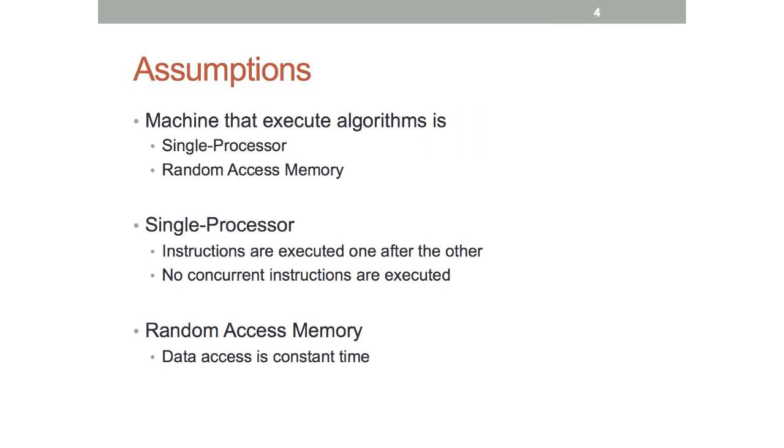Now we have the following assumptions for our analysis. First, we assume that our algorithm will run on single processor machines, meaning all instructions are executed one after the other. No two operations may execute at the same time. Secondly, we assume that our machine has random access memory, meaning all data access have the same speed.